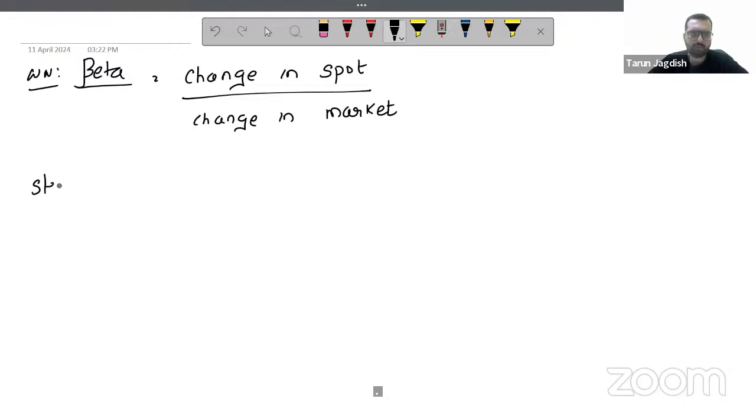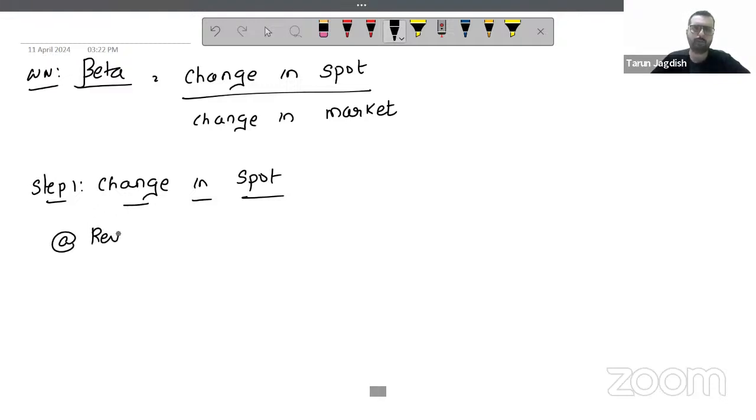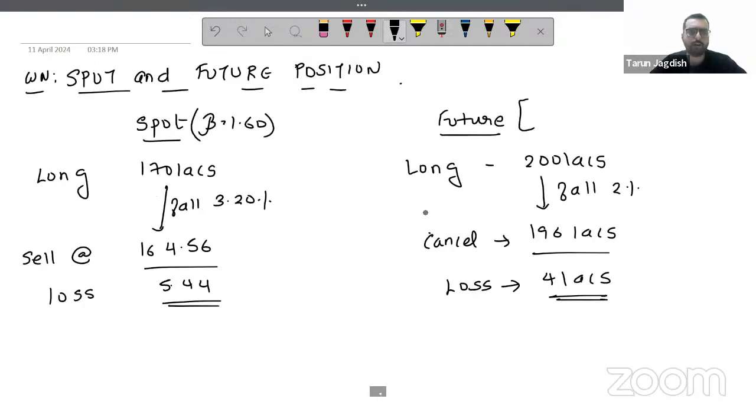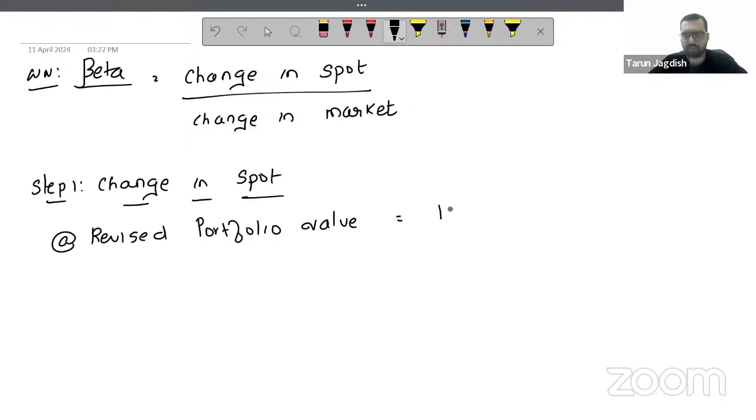So I need to go step by step. Step number 1, I need to find out the change in the spot market. So here what happens is, as of now, what will be my revised portfolio value? How much is going to be my revised portfolio value? I think I got the number as 164.56.